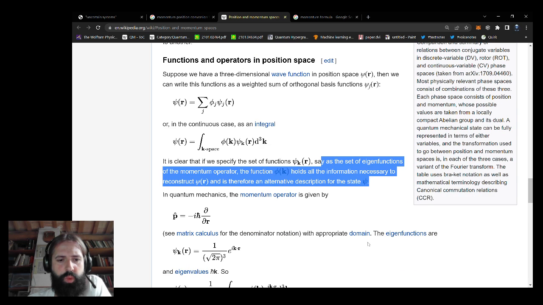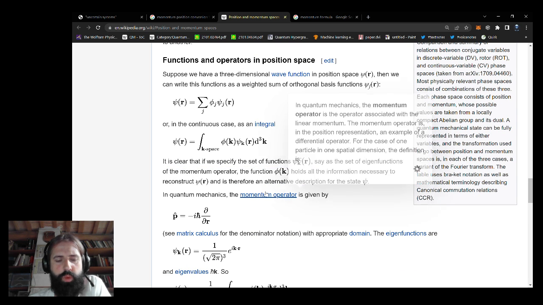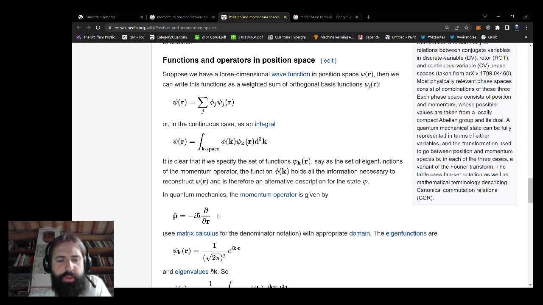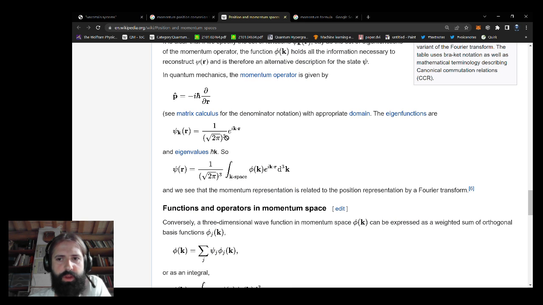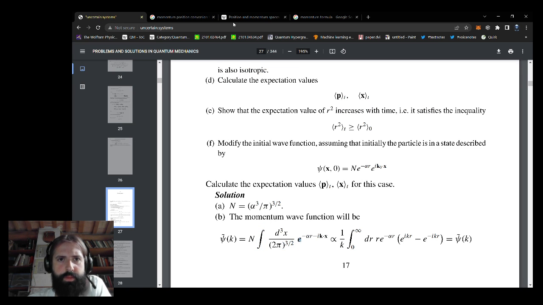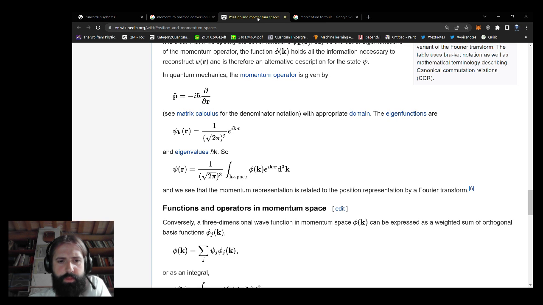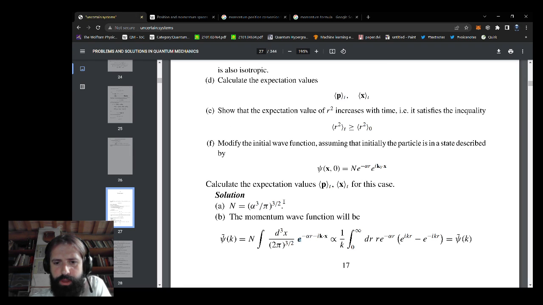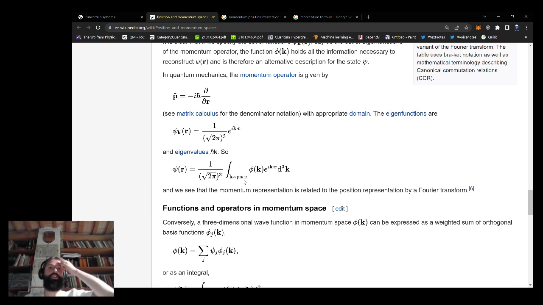Okay, so the momentum operator. Oh, look at this. So this is what's being applied there, I guess. This here. Square root of 2 pi. So that's really it. Okay, so this is just a prescription. So just put this in here, whatever that is. Okay, so that's the general thing.